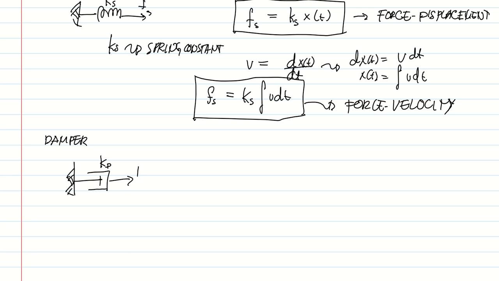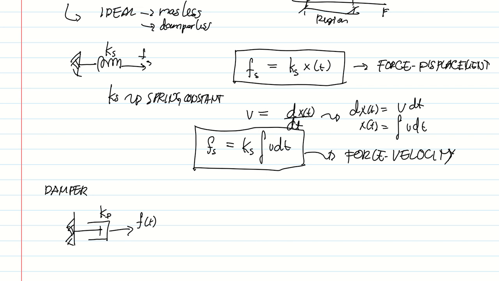And if you apply a force, now this force f of t, the displacement is in that direction. I didn't write the output. And we have the displacement also here if you want your displacement as your output. For the damper, the damping depends on the velocity.